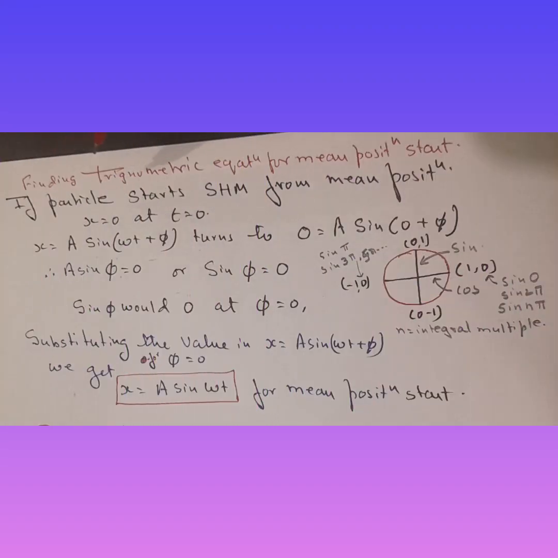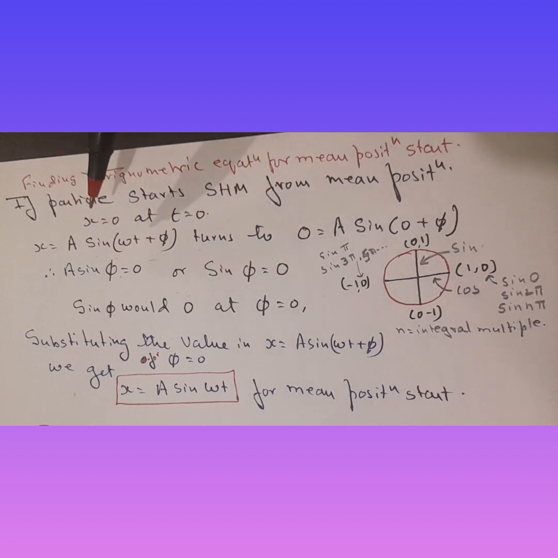Let's get into finding the trigonometric equation for simple harmonic motion when it starts from the mean position. Suppose this is simple harmonic motion. It can start from the extreme position, or it can start from the mean position. In this case we are finding the equation for when SHM starts from the mean position, not from the extreme position.